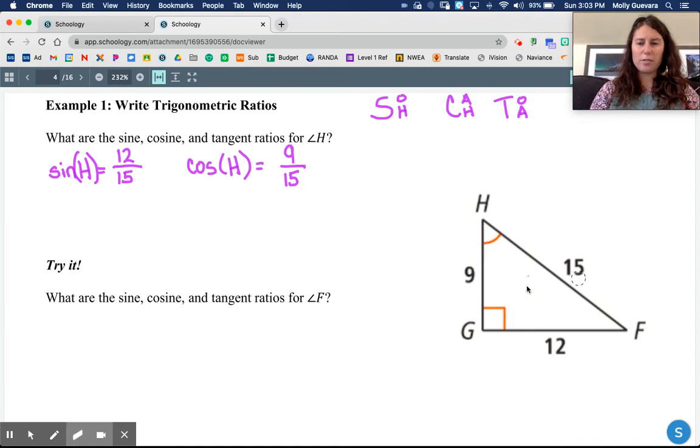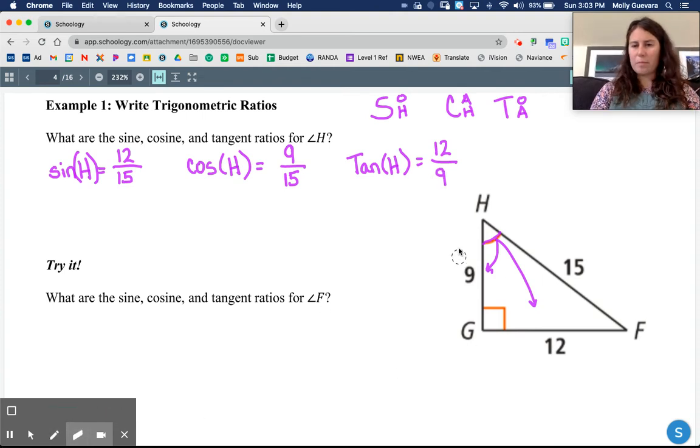And there's my ratio. Again, that would change if I was looking at angle F. And then the last one is tangent of H, which looking here is opposite over adjacent. So here's H. My opposite side is 12, and my adjacent side is 9. And those are my 3 trig ratios.